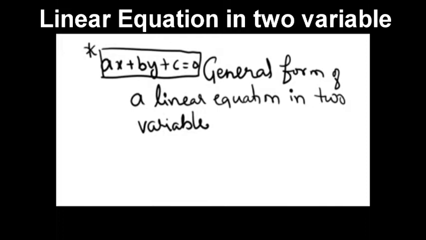So what are the uses? What are the applications of the linear equation in two variables? For example, I will take a simple example. I purchased a mango and an apple and I paid 10 rupees. See, there are two variables, two fruits, but I don't know the value of the fruits. Together I paid 10 rupees, but I don't know the individual value of each fruit.